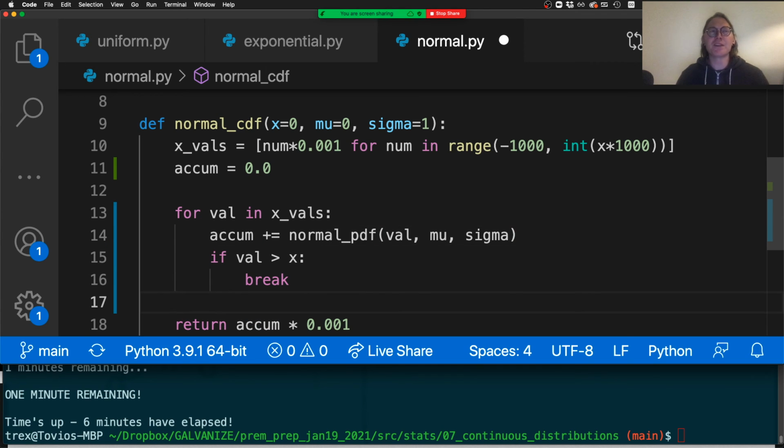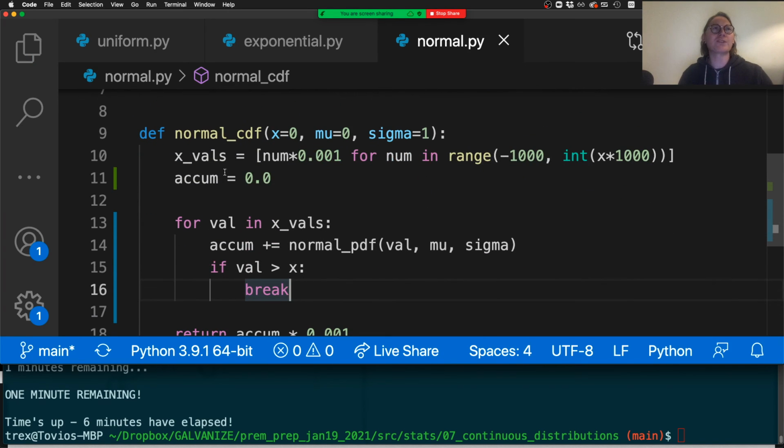And this is not something that's obvious. It's to cover an edge case that can occur, but in general, this should be fine. Int x times 1,000, and then turn into a float. This should be okay, even without this break. So if you didn't include that, that's totally fine.